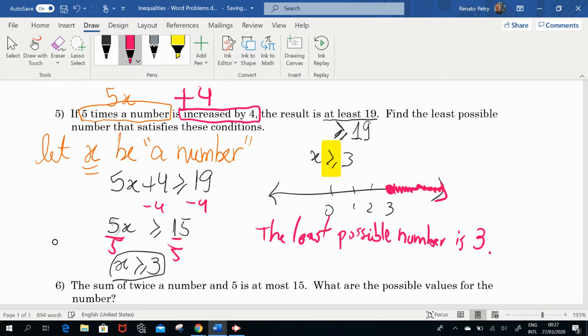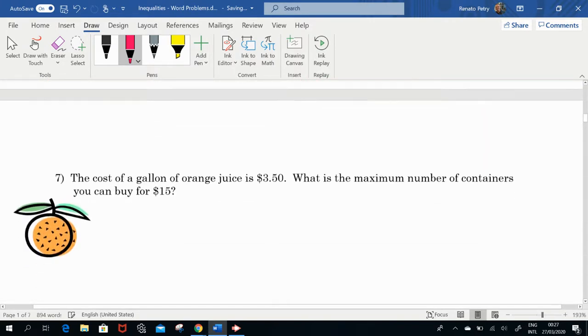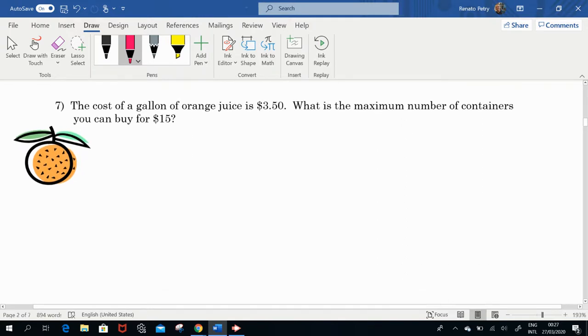Okay, keeping up for the next one. I'm going to skip number 6 and go over a real life one here. The cost of a gallon of orange juice is $3.50. What is the maximum number of containers you can buy for $15?